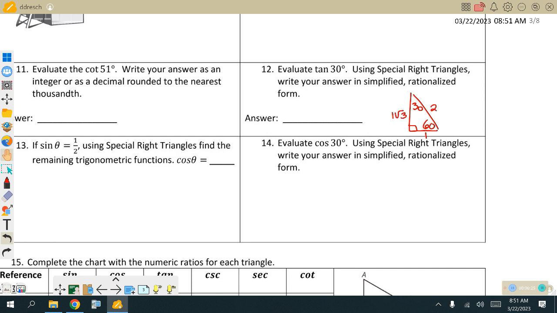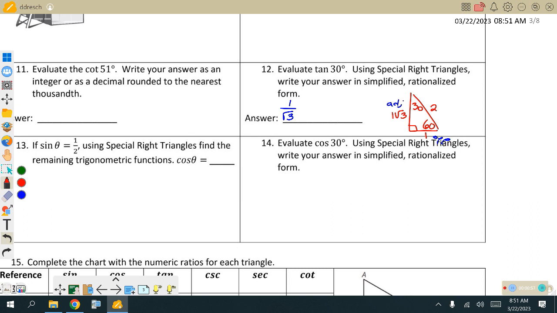Okay? And once you have that triangle there, that reference triangle that we keep going back to, it says go stand at 30 degrees. What is the tangent ratio? Opposite over adjacent, right? So standing at 30, what's the opposite side? What's the adjacent side? So what's my ratio? Opposite over adjacent. That answer is good, but it's not simplified, is it?